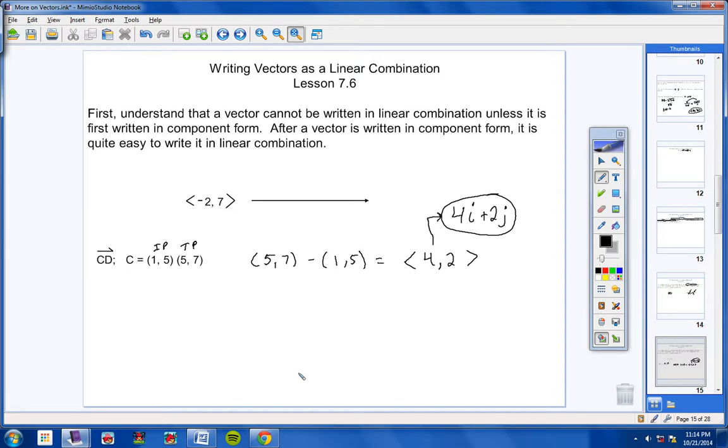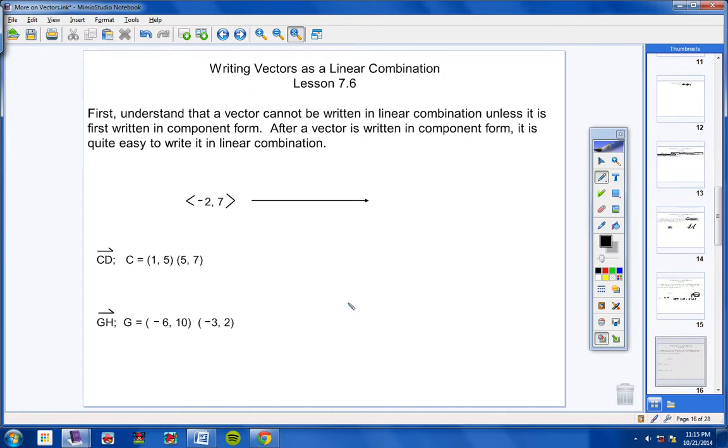That's simple. Okay? Now go ahead and try this next one on your own. I want you to write vector GH as a linear combination. I'm going to wait a second while you work on it. Let you get a head start on this. Don't forget, first of all, to write it in component form, and then once you've done that, it's very easy to write it as a linear combination.